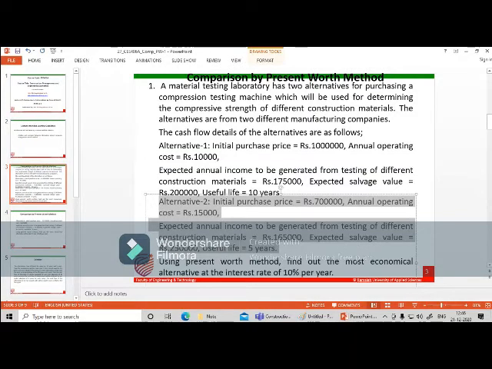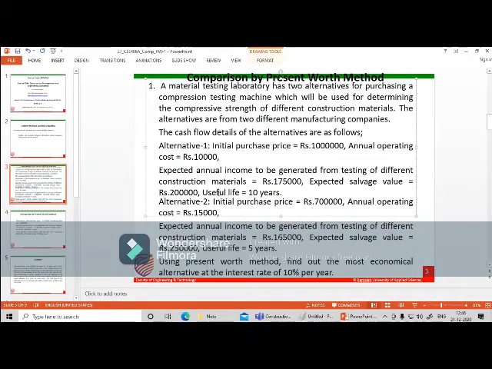Salvage value is nothing but the value of that particular equipment at the end of the useful life. Now, using the present worth method, find out the most economic alternative at an interest rate of 10% per year. So what I am supposed to do is compare alternative 1 with alternative 2 and make a decision on which is the best equipment, or best material testing machine, to buy, based on the present worth.